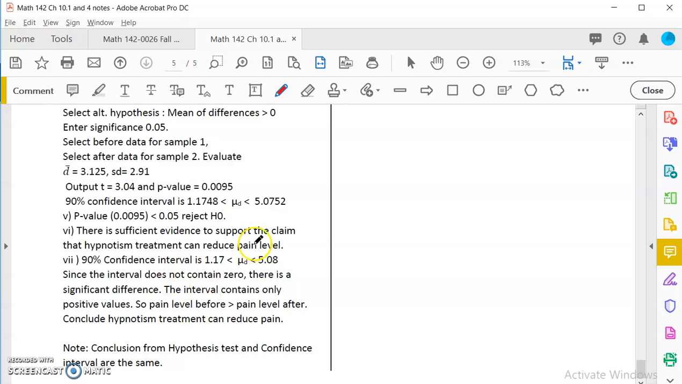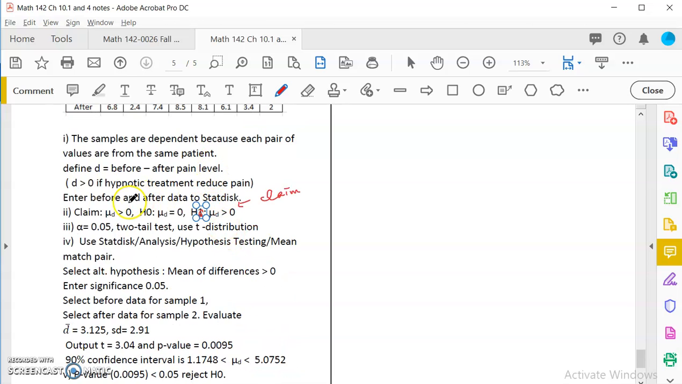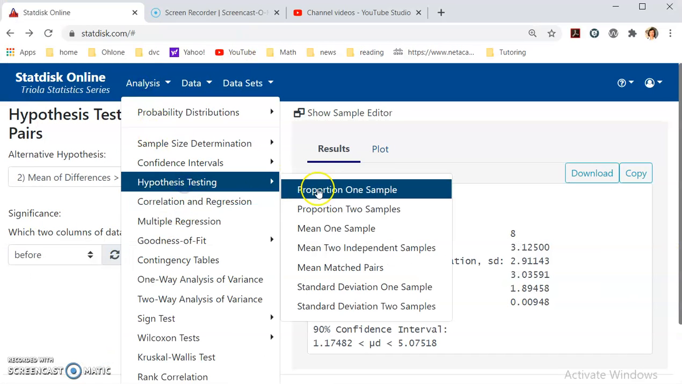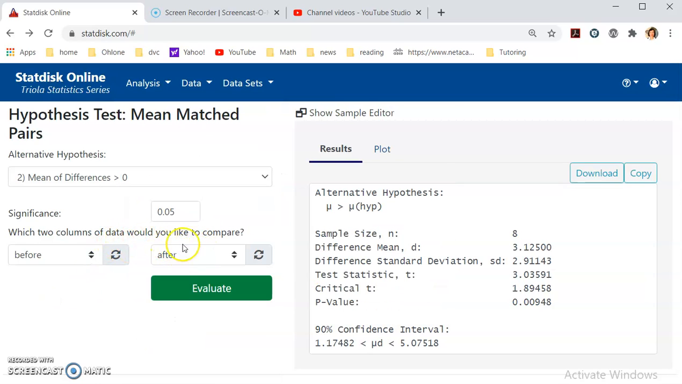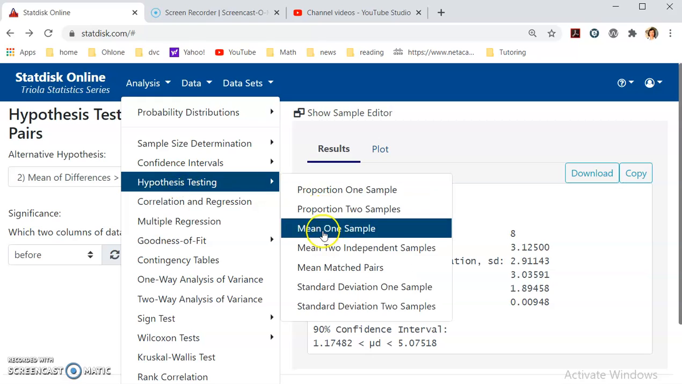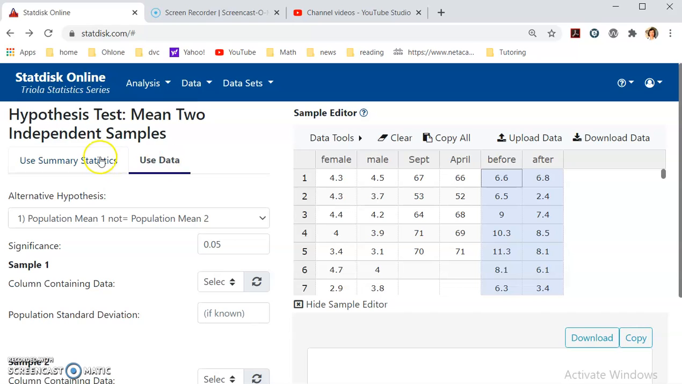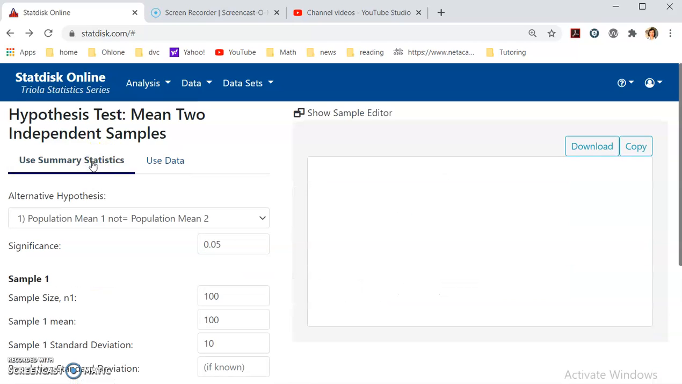They agree. So for dependent samples, remember to click in statistics, use hypothesis test, mean matched pairs. There is no way you can enter sample statistics. So they are always waiting for the sample before and after, or sample 1, sample 2, which is matched. If it is a hypothesis test with 2 independent samples, you have a choice of using data or using summary statistics.